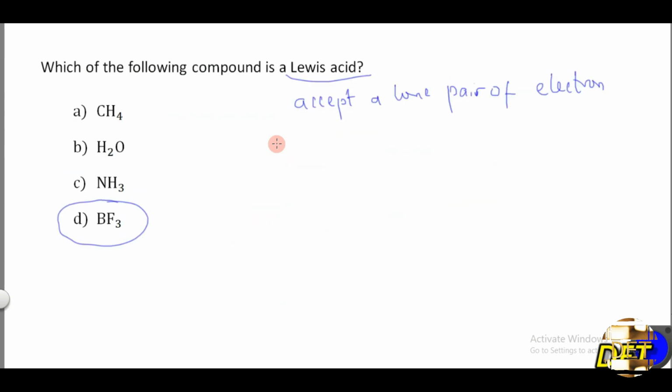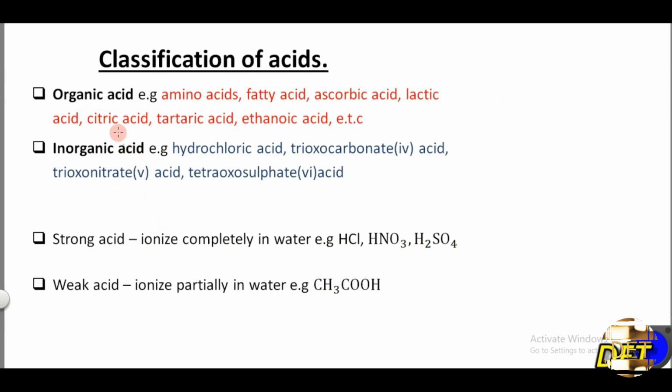Electron. So boron trifluoride is a Lewis acid because it can accept a lone pair of electrons. And the reason for that is because it is electron deficient, right? So, having known that, let's look at the classification of acids.